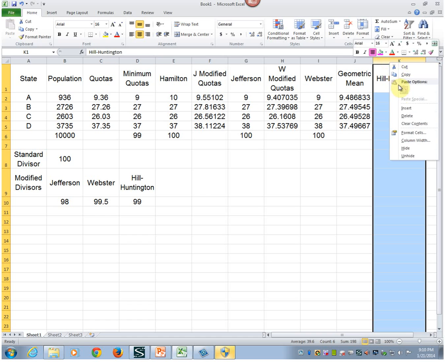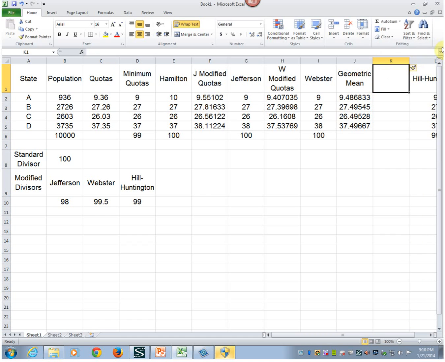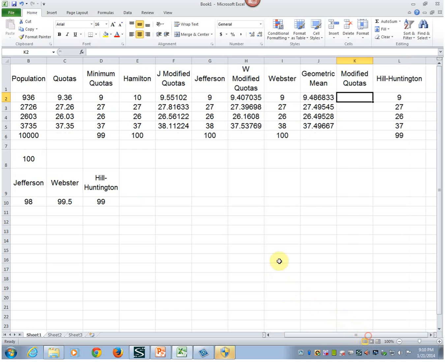And that means I'm going to need some new modified quotas. Okay, equals the population divided by $D$10, since that's where I put my modified divisor. And from here I can just highlight down, Control D. And then let's see what happens.